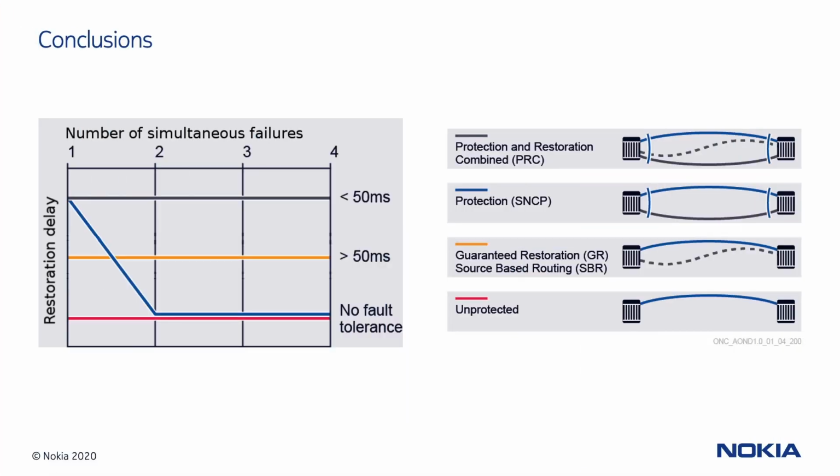So to recap, we created a 10 GBE PRC service over an MRN network. PRC is the restoration mechanism with the best performances as it combines the advantages of fast SNCP protection together with the SBR restoration. On the graph, we can see the higher performances of PRC with respect to the other available options.